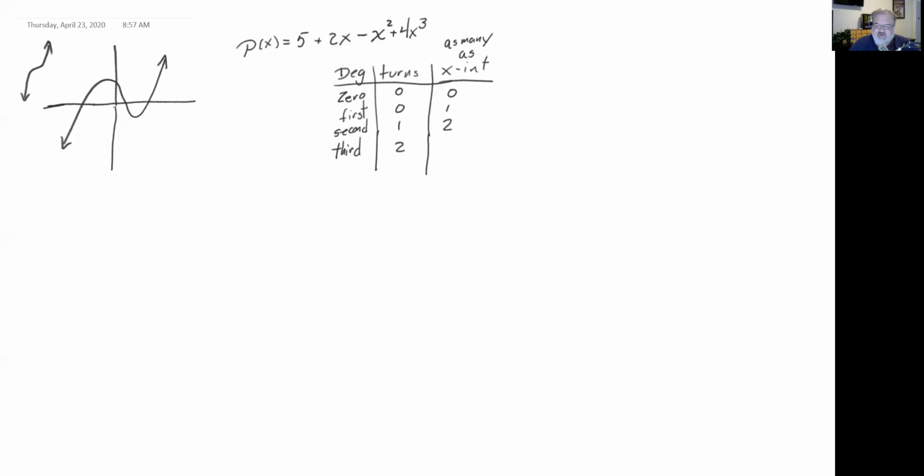And for x-intercepts, it can have as many as these 1, 2, 3 x-intercepts. It can have less. Say just the normal x to the third with no other things on it has just that 1 x-intercept. But it's interesting to note that it has to have at least 1 x-intercept, because it does go from these lower values up to higher values.